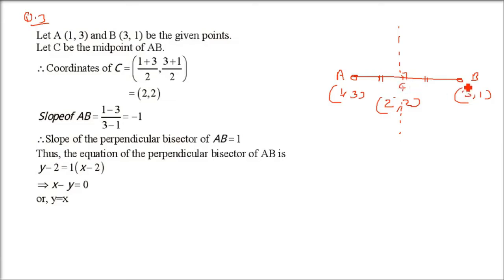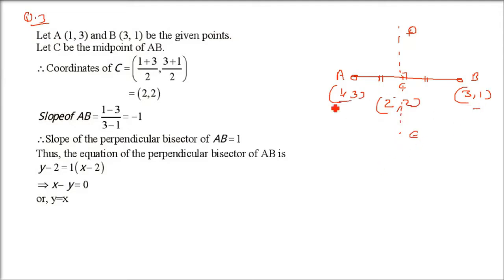Now, these two points are there. We would like to find out the slope of AB and eventually we can find out the slope of the perpendicular bisector. Let us say it is DE. So this DE line we have to find out.